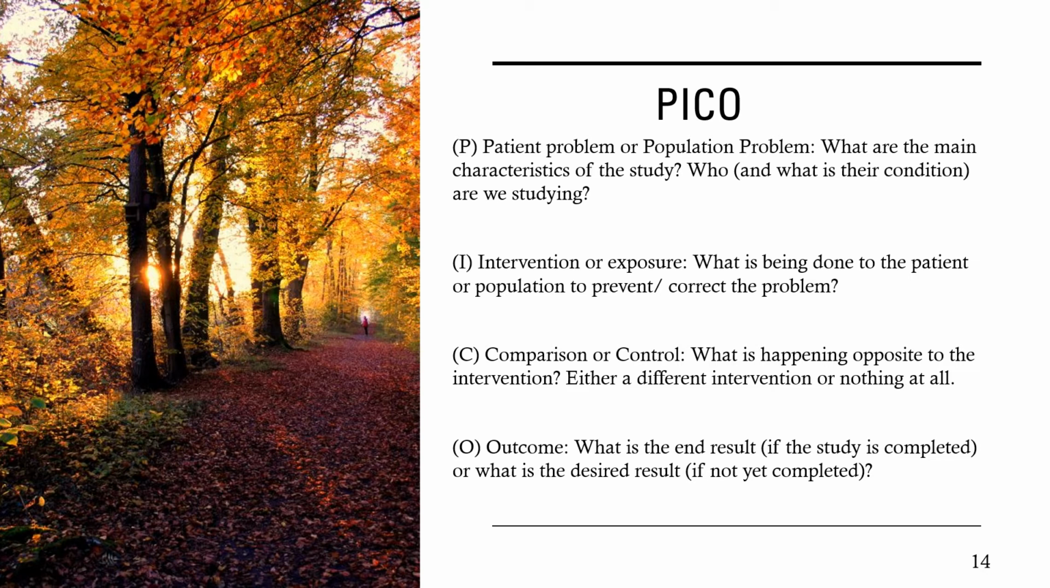And then O is going to be the outcome. In a research study that you might be reading about, this is the end result. So what happened at the end of that study? Did they prove their hypothesis? Did they prove their hypothesis wrong? What happened, right? If you're writing a research proposal or a research question, you're going to write about what you think is going to happen. What's the desired result? Desired is a little bit of a nuance there, because as researchers we don't necessarily want a specific outcome, but we do want an outcome, right? We want to know whether or not what we think is going to happen will really happen.